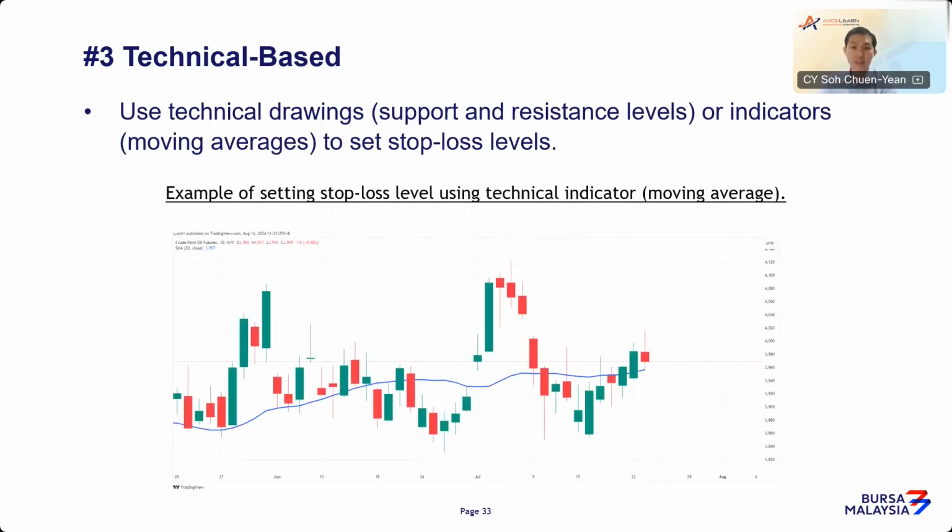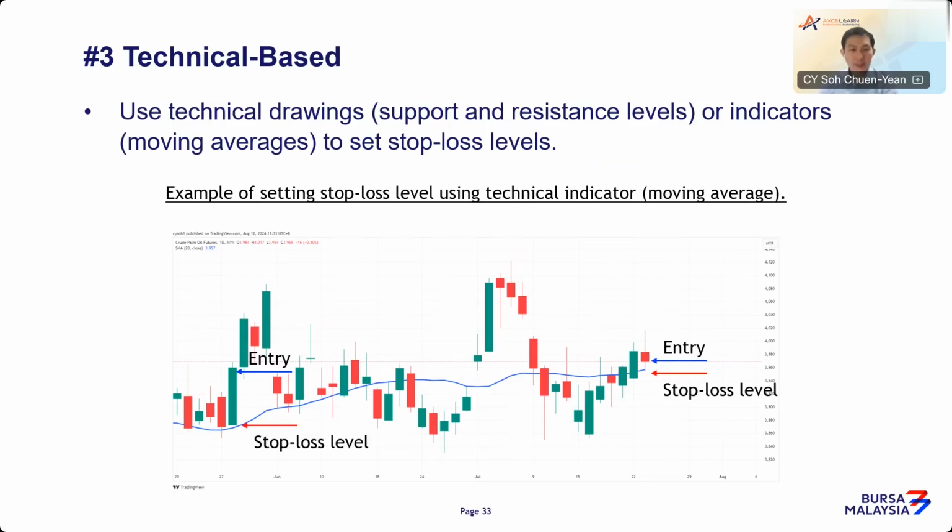Another technical base is using technical indicators. For example, a common indicator that we often use is the simple moving average. At the point you enter the market, if you're using a moving average, this moving average line can become your stop loss level for a long position. Another example, on your far left hand side, if price is above and you enter the market, then the moving average line would be your stop loss level.